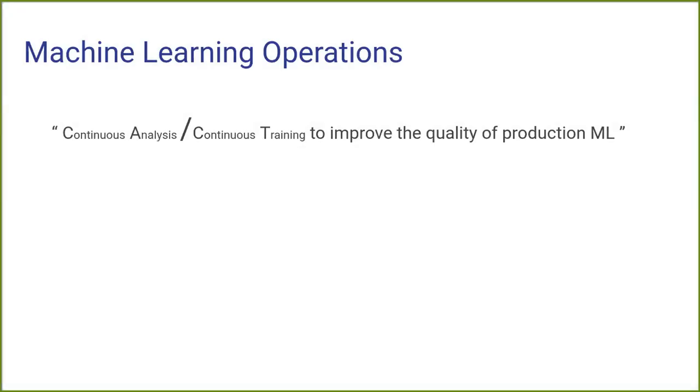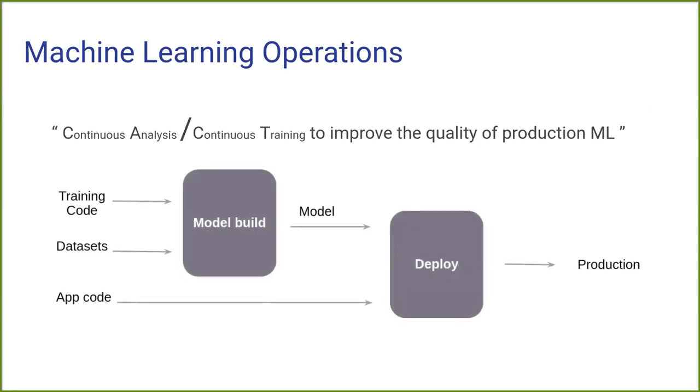Before we move into the technical aspects of the machine learning plugin, I would like to explain a little bit about what machine learning operations is. In any machine learning operations, continuous analysis and continuous training is a very essential part to improve the quality of machine learning products. As you see in the diagram, data scientists will analyze the data sets, build their model and train their model. Finally, they will hand it to the DevOps engineers, and they will test and deploy and do the rest of the production work using their application code.